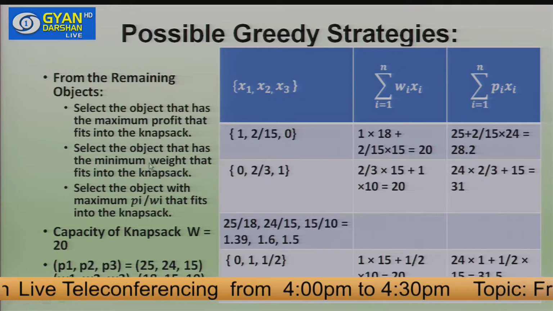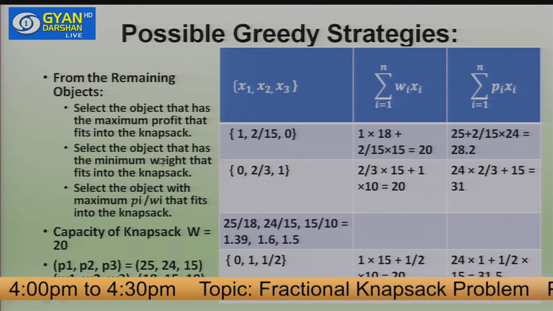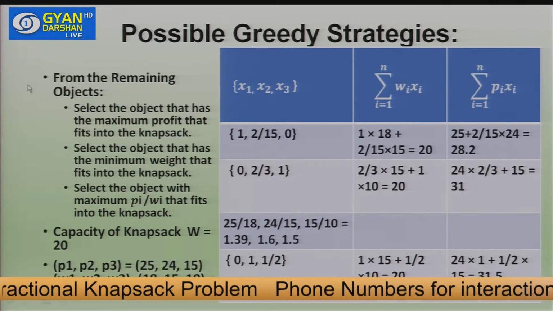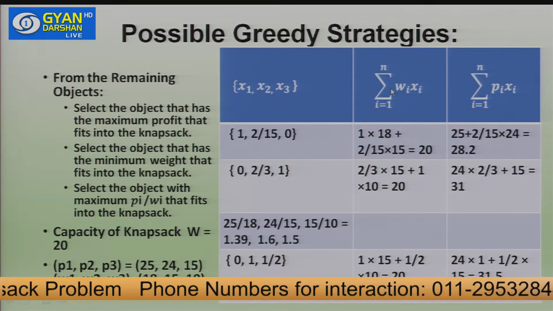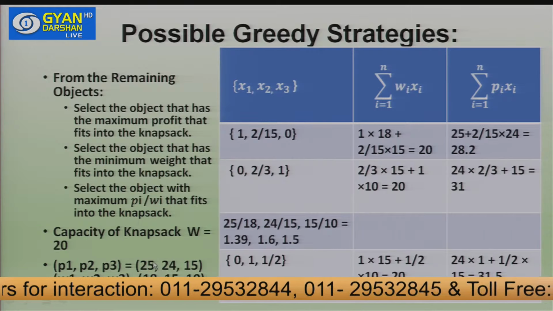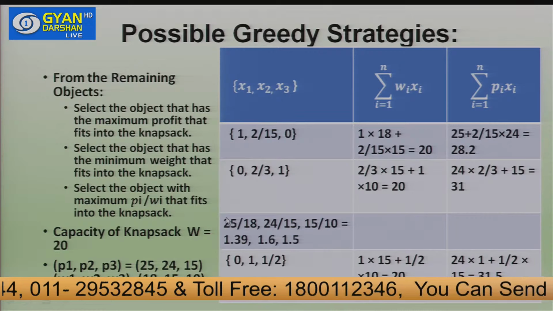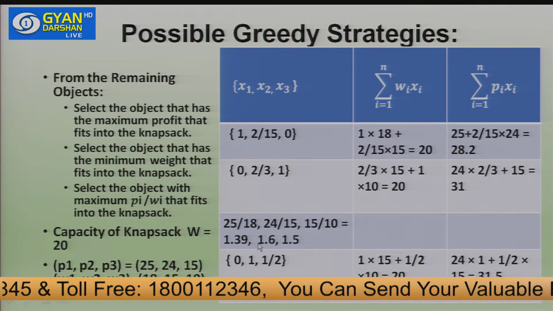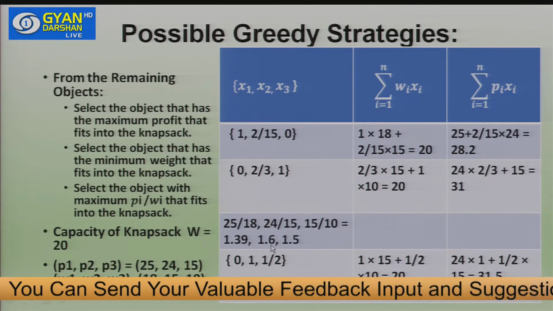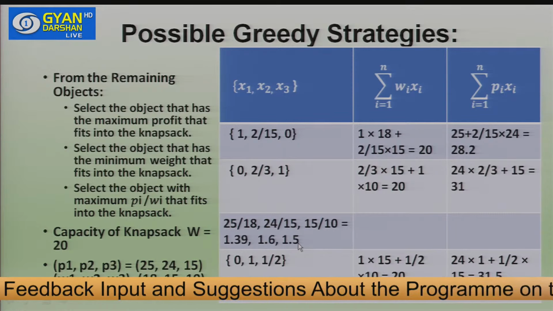So this is the strategy which we are going to utilize, and probably this is what should give us the best result and solve the knapsack problem. So let's divide 25 by its related weight. 25 by 18: you can see per kg it is giving just 1.39. Whereas 24 by 15 is giving us 1.6, and 15 by 10 is giving us 1.5.